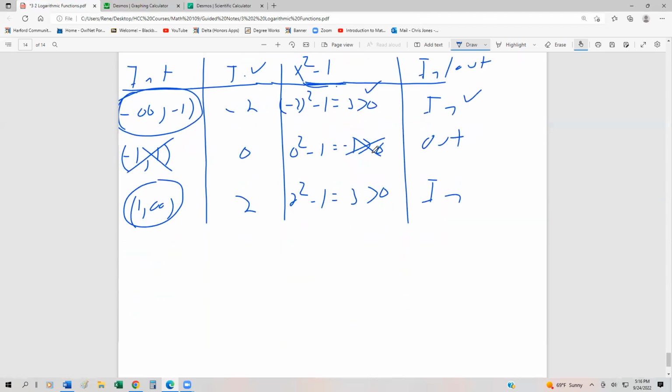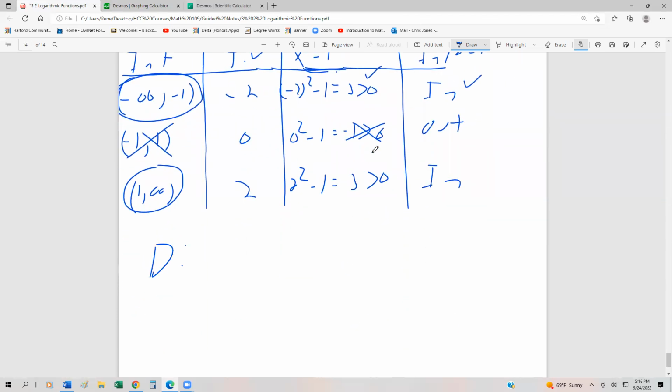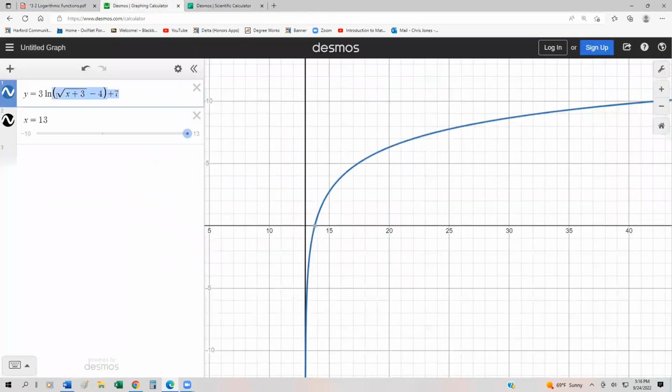And so our solution, or the domain of this logarithmic function, would be from -infinity to -1, union 1 to infinity. And of course, graphing the function, we should be able to see that between -1 and 1, there should not be any part of the graph. All right. So let's go ahead and graph this just to illustrate that.